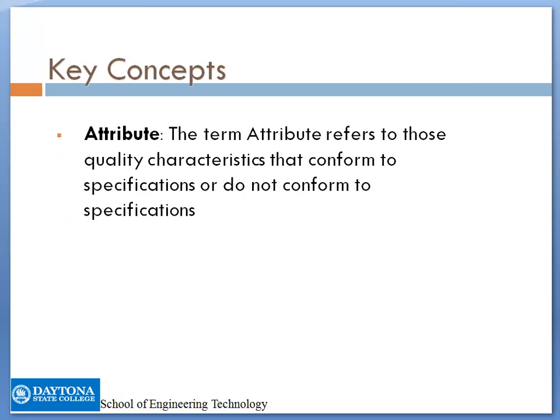So let's start refreshing our memories about the attribute definition. The term attribute refers to those quality characteristics that conform to specifications or do not conform to specifications. So the attribute term is used where measurements are not possible. For example, let's say that you are supposed to do a visual inspection of a house in terms of the painting job. In this type of inspection, you can visually inspect items such as the color, if it's missing parts or different part of the wall, or if it has scratches, or if it is damaged.